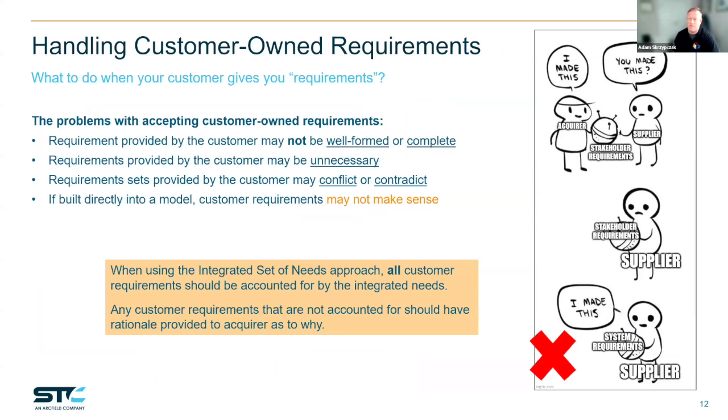If the requirements weren't very well formed, the model didn't make sense after the fact. Oftentimes you'll see requirements violate a lot of those common criteria for well-formed requirement statements. They're not necessary or not appropriate to the level. They may conflict with one another, or they're just not clear.